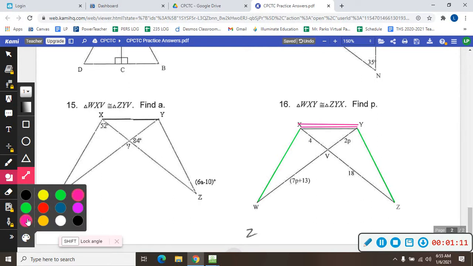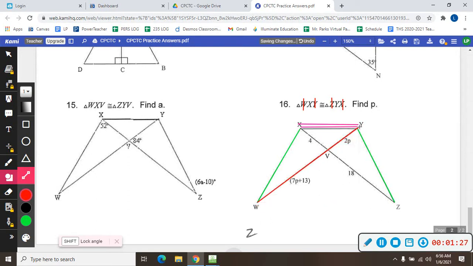And then I also know that if you take W, Y, that's equal to Z, X. So WY is equal to ZX. Now how do I know that? I know that by the CPCTC that says that if we know the triangles are congruent, then every corresponding part is congruent.